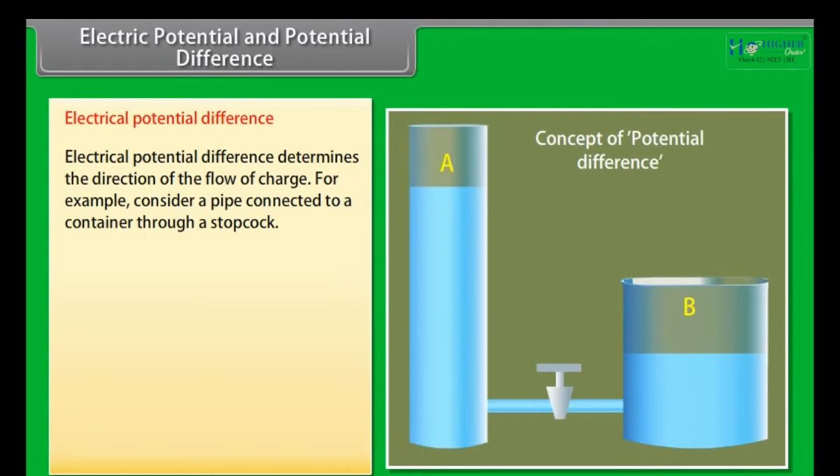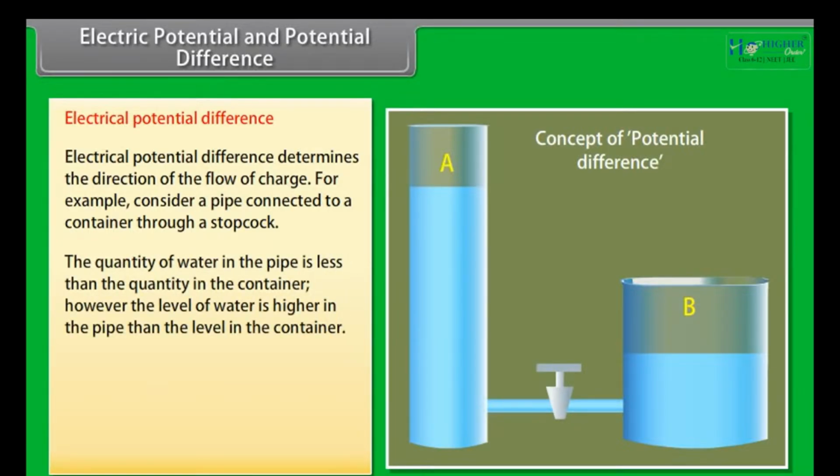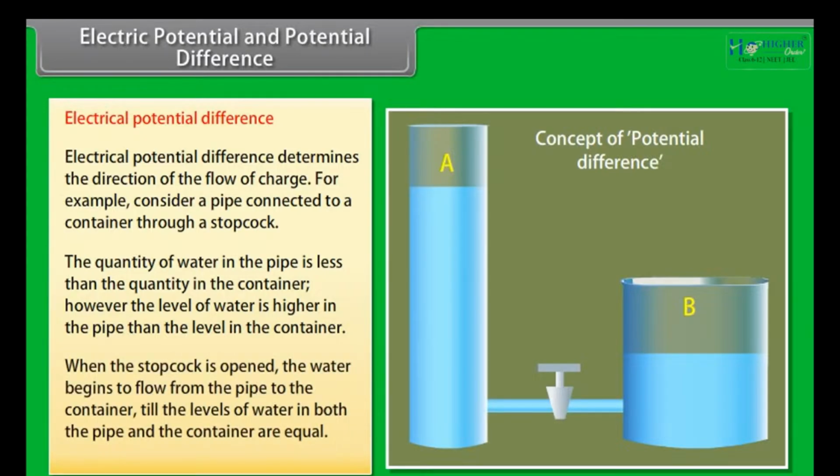For example, consider a pipe connected to a container through a stop cork. The quantity of water in the pipe is less than the quantity in the container. However, the level of water is higher in the pipe than the level in the container. When the stop cork is opened, the water begins to flow from the pipe to the container till the levels of water in both the pipe and the container are equal. This shows that it is not the quantity of water but the level of water which decides the direction of flow of water. It is the potential difference that is responsible for the flow of water.